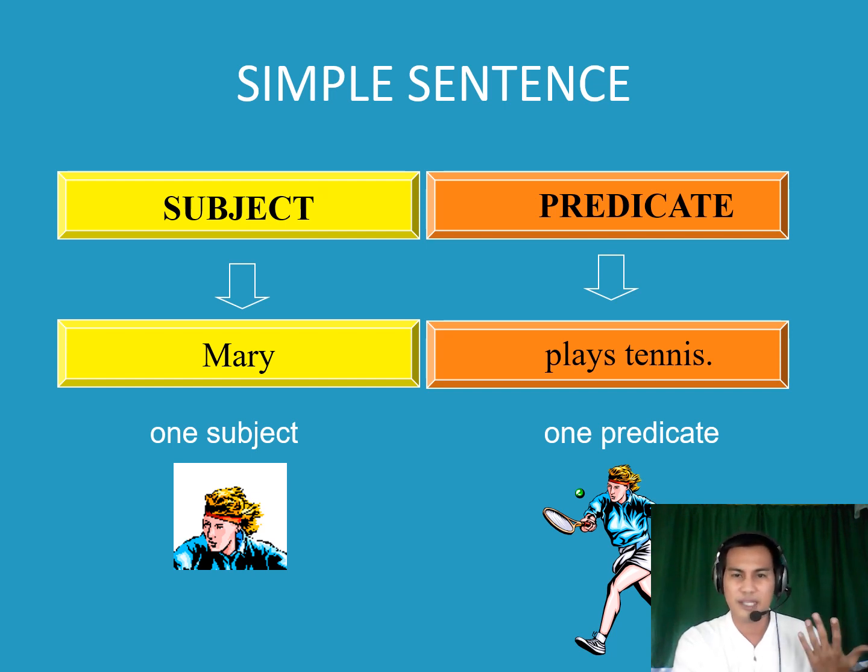Okay. What is a complete predicate? Plays tennis. How many actions? How many things are talked about Mary? Plays tennis. So that's just one predicate. There's only one verb there, plays. Did she do something else? Nothing else. So that's one subject, one predicate. So that's called a simple subject plus a simple predicate. Okay, one woman, one action. One actor, one action. So that's simple subject, simple predicate.